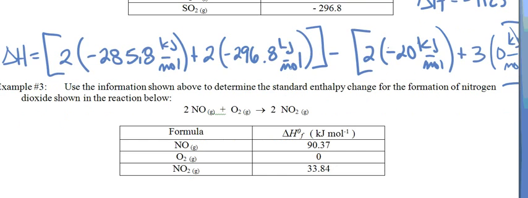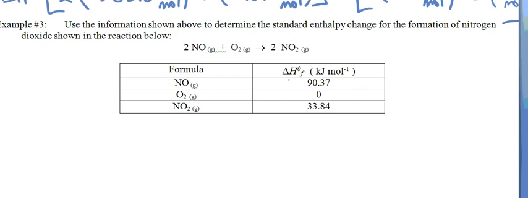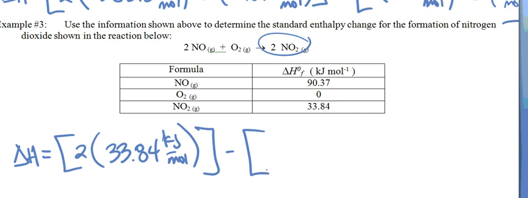All right, let's look at the third example here. Again, same process, except not as many things here. So we'll take the heat of our products. Try this one on your own here. Actually, pause the video here and try to do this on your own. So we have 2 NO2s, which has a value of 33.84. That's in kilojoules per mole. And that's our only product, so go ahead and add that up.